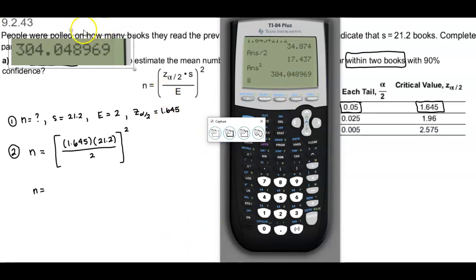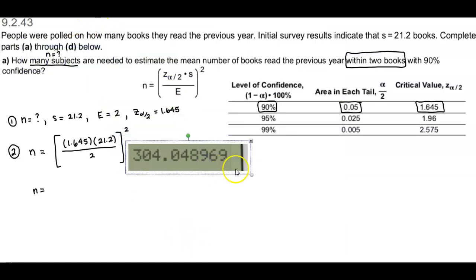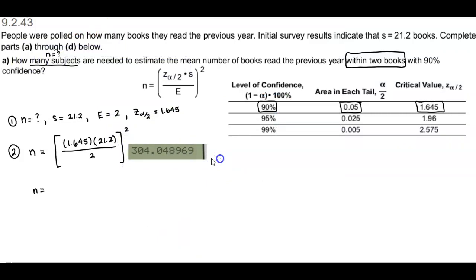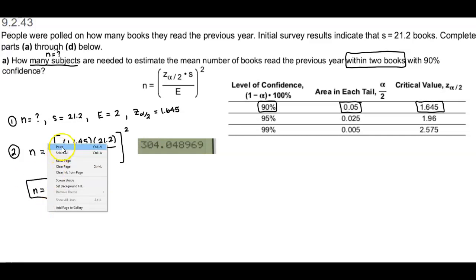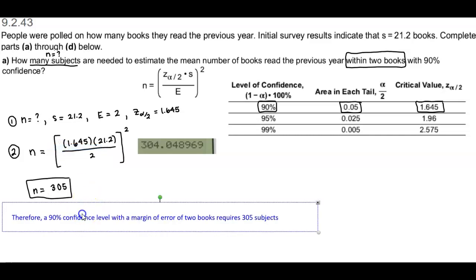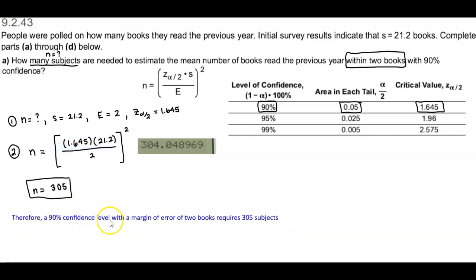Now remember that when we're dealing with sample sizes, we have this decimal, so we need to round up. So we're going to round up to 305. So the sample size is going to be 305. To summarize this result, a 90% confidence level with a margin of error of 2 books requires 305 subjects.